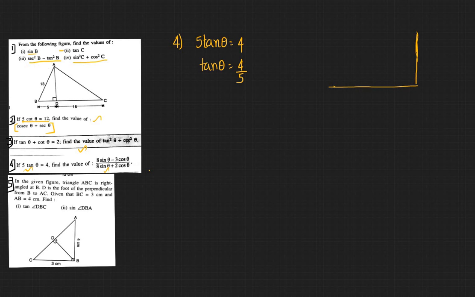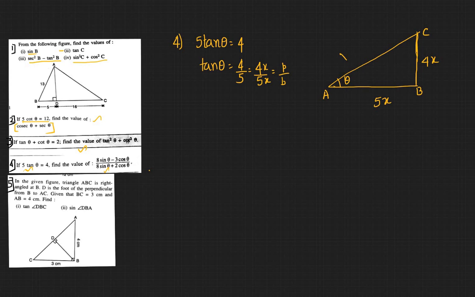So let's not put it as 4 by 5. Rather, let's put it as 4x by 5x, because we know that it could be 4 by 5, it could be 8 by 10, it could be 12 by 15, and so on, right? So let's do that. A, B, and C. So this is your theta, perpendicular by base. So this is 4x and this is 5x.